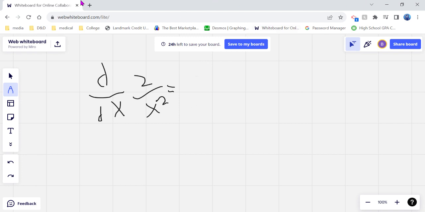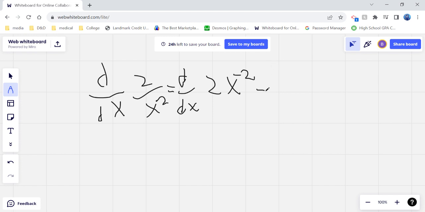So we know that x in the denominator is the same thing as taking the base to the power of a negative exponent, right? So this is the same thing as the derivative of 2 times x to the negative 2, right?